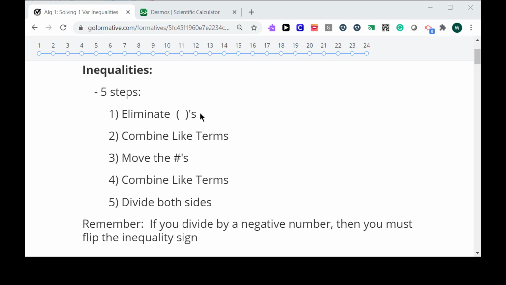And inequalities are very similar to equations in which they have 5 steps in order to solve them. First step is to eliminate parentheses. Second step is to combine like terms. Third step is to move the numbers. Fourth step is to combine like terms. And fifth step is to divide both sides.